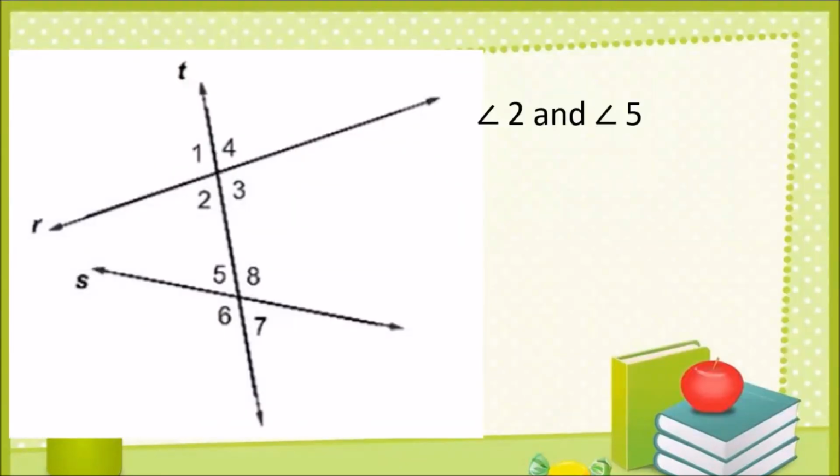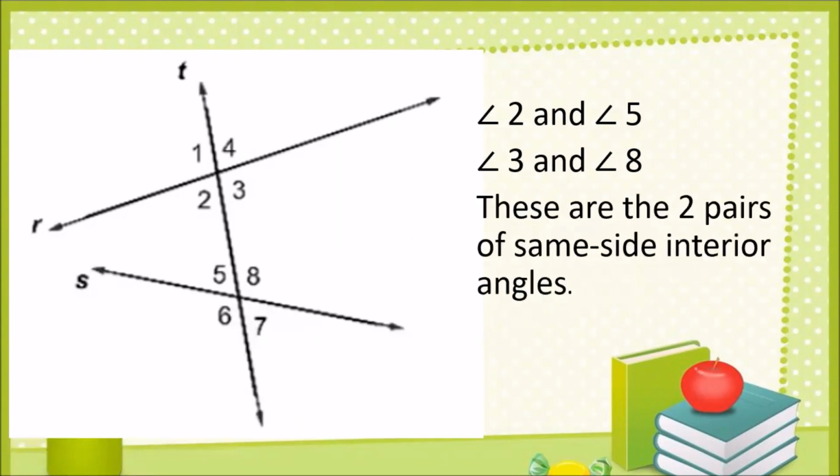Now, another, angle 2 and angle 5 o parehas na nasa left side ng interior angles. At yung angle 3 and angle 8 ay parehas na nasa right side and they are both interior angles. So these pairs of angles are pairs of same side interior angles. Same side, parehas na nasa left side, parehas na nasa right side of interior angles.